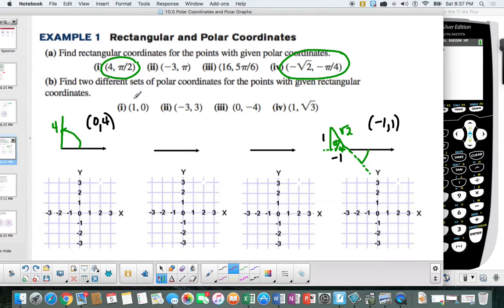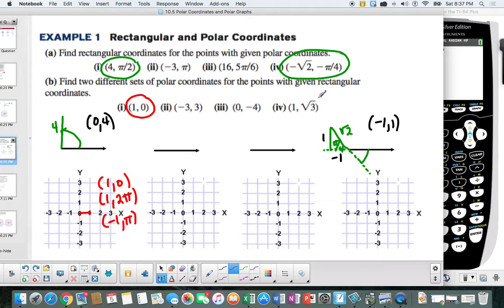Now let's practice changing rectangular to polar. So let's go ahead and graph. And 1, 0: this is our radius and this is our angle. So we can write that as 1, 0 radians, or 1, 2 pi radians. We could even say negative 1, pi radians, and we would get the same location.